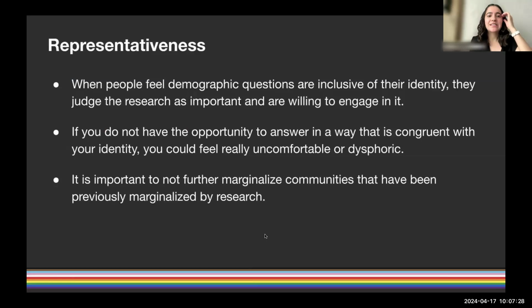So representativeness. Research has shown that when people feel demographic questions are inclusive of their identity, they judge the research as important and are willing to engage in it. This is even if the research has nothing to do with the identity in question. So it could be something entirely unrelated, and still they feel their questions are getting asked in a way that represents them. They feel that the research they're engaging in is more important.